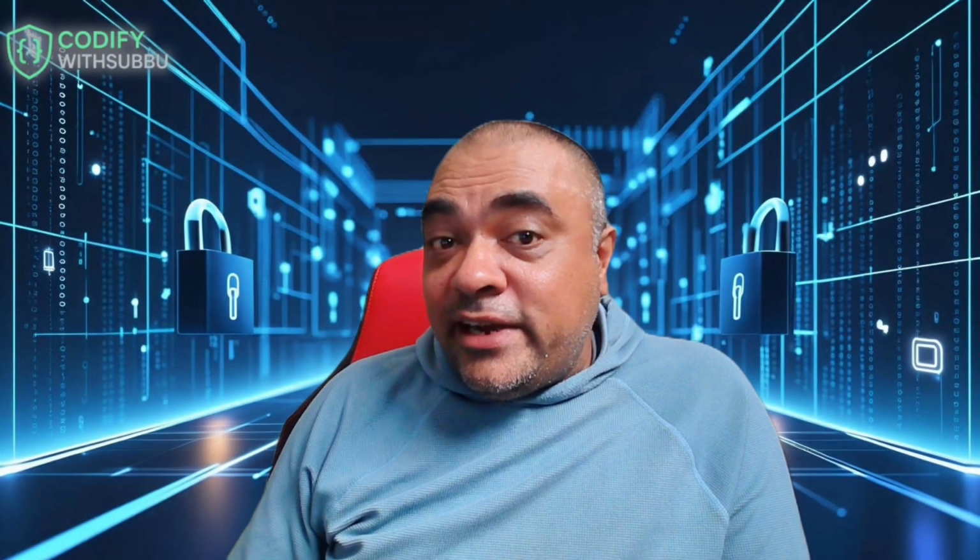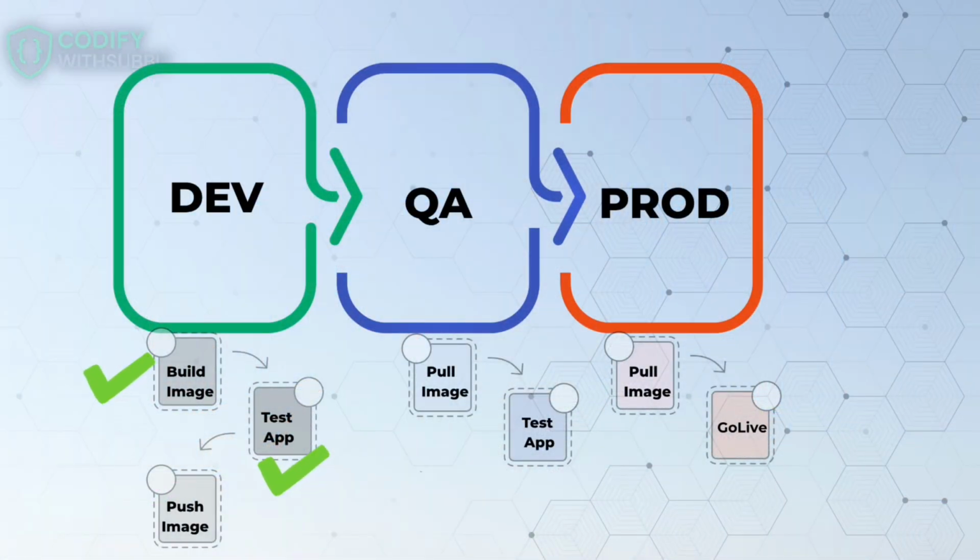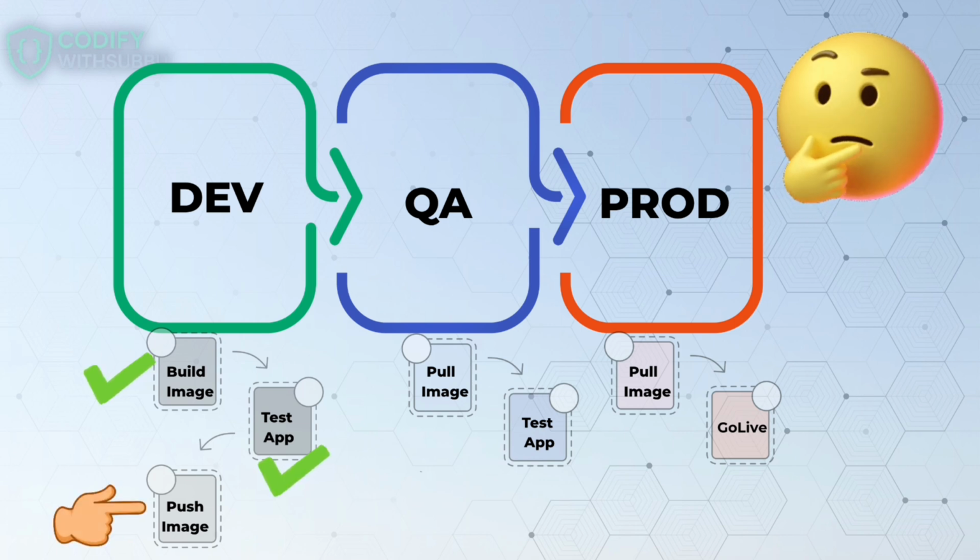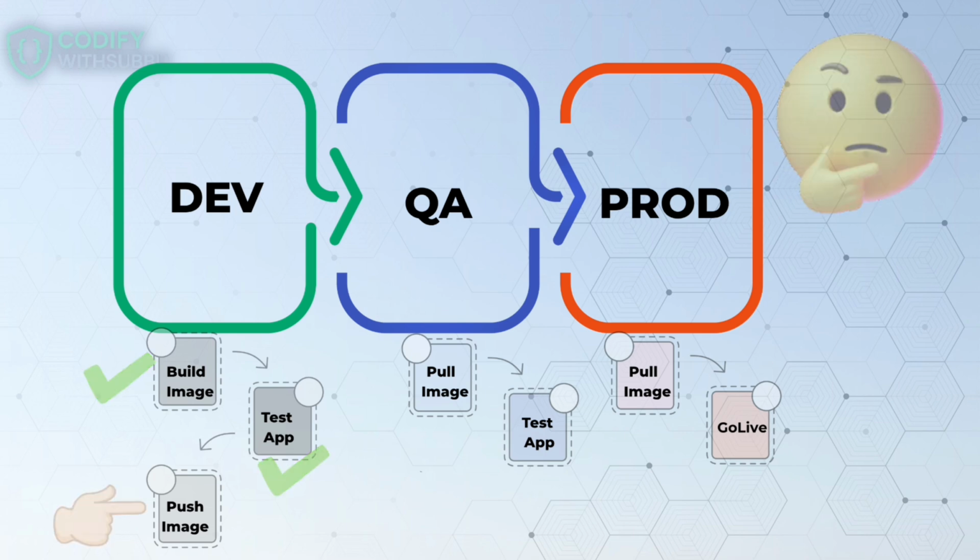So you have built and tested your Docker image locally. How do you share this image with your team for further testing and production deployments? Simple.